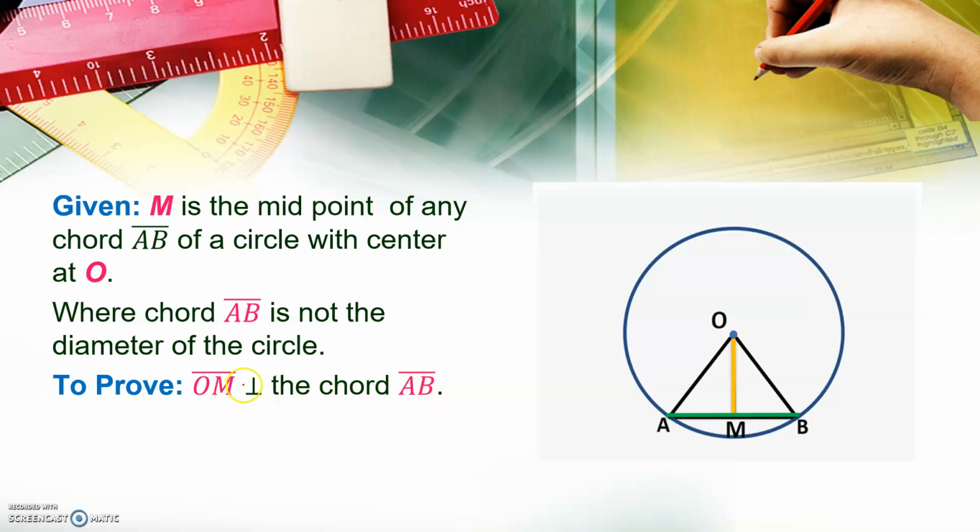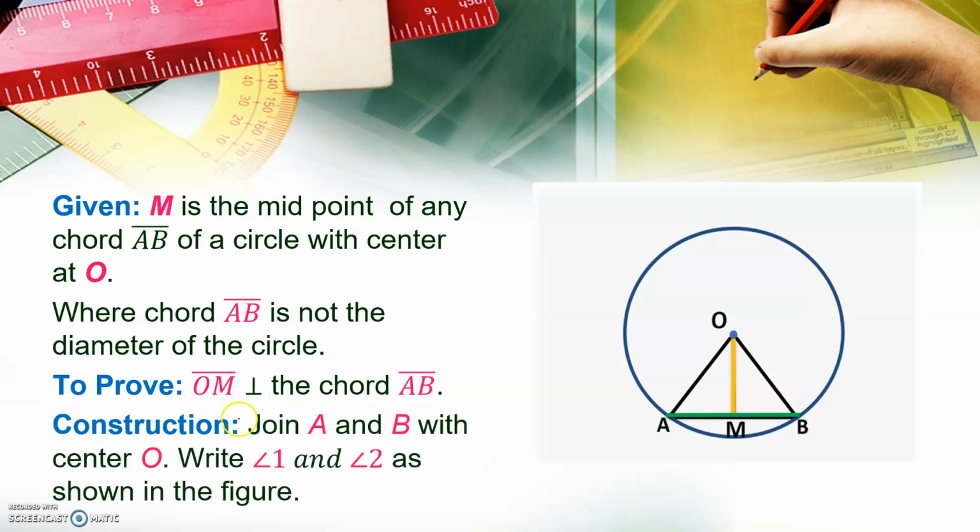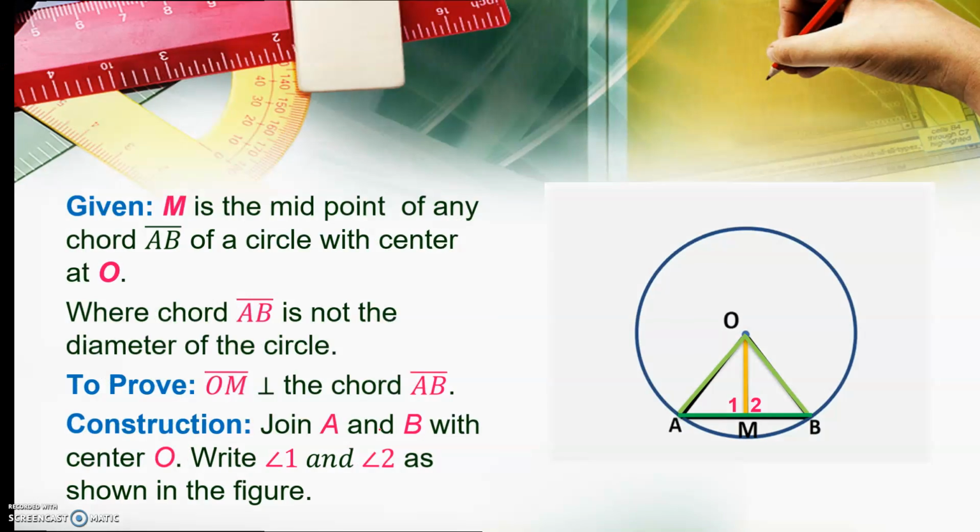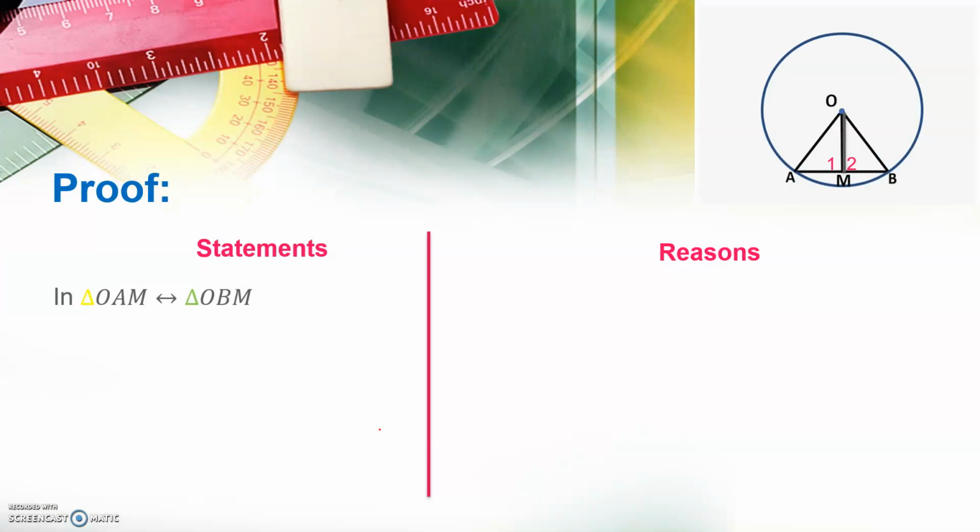This is the symbol or sign of perpendicular. Construction. Join A and B with center O. First we will join A with O and then B with O, and then write angle 1 and angle 2 as shown in the figure. Now we will prove these statements with the help of reasons.